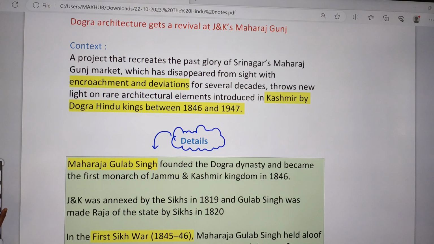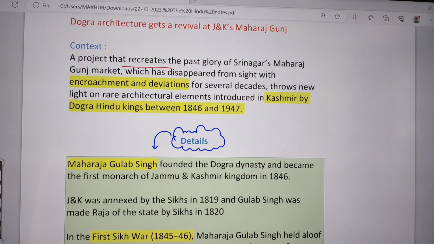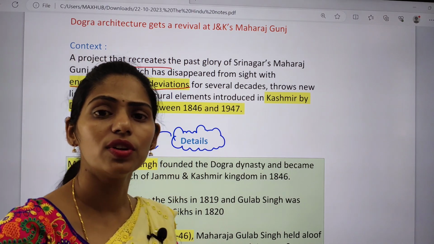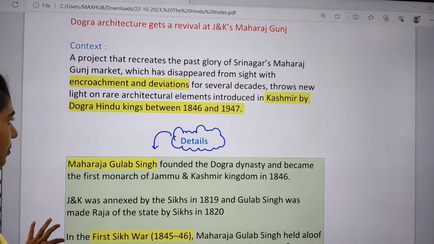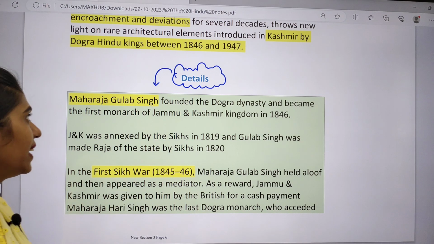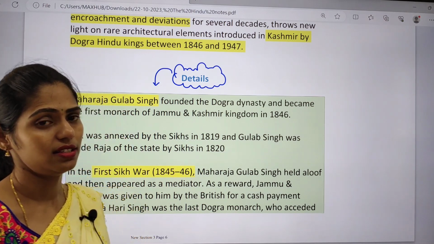The context says that there is a project that recreates the past glory of Srinagar's Maharajganj market, which disappeared from sight with encroachment and deviations over several decades. For several decades there has been encroachment, and proper measures were not taken to conserve that architecture. Because of this, we are going to come up with renovation as well as recreation. If you are talking about the Dogras, they were Hindu kings. They ruled Jammu and Kashmir between 1846 and 1947. The last Dogra king was Maharaja Hari Singh.